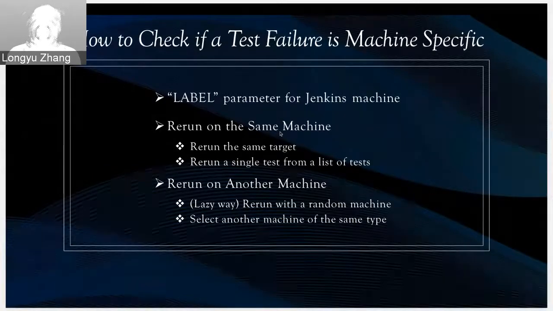Okay. Good day, everyone. This is Longyu, and today I'm going to introduce how to check if a test failure is machine-specific on Jenkins. So I will introduce 3 points. I will start with the first one, the label parameter for Jenkins machines.